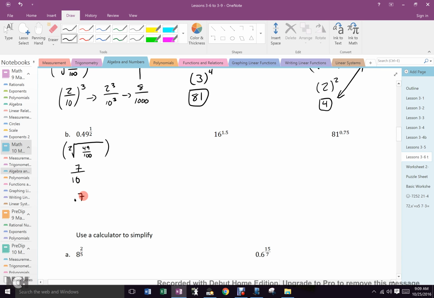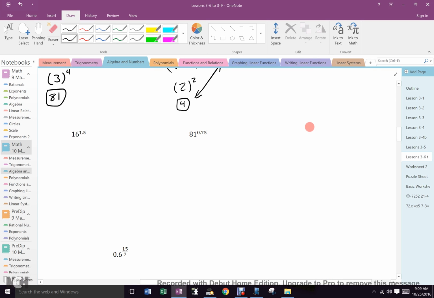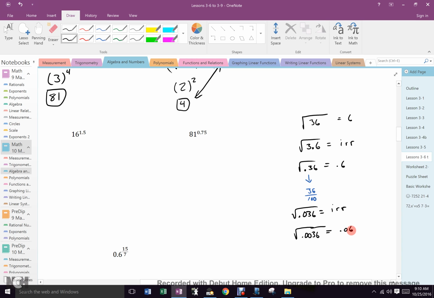Everyone cool? Now I want to show you guys something that you should have learned again in grade 9. I just want to remind you of it. Is there a square root of 36? 6. Agreed? Is there a square root of 3.6? No, that's irrational. Is there a square root of 0.36? 0.6. Why? Because that is 36 over 100, isn't it? Okay. Is there a square root of 0.036? No, that's irrational. Is there a square root of 0.0036? Yes, it's 0.06.